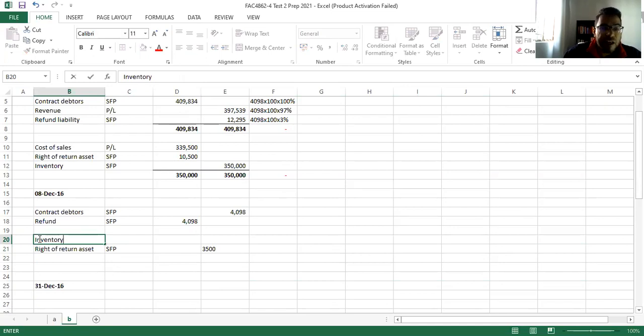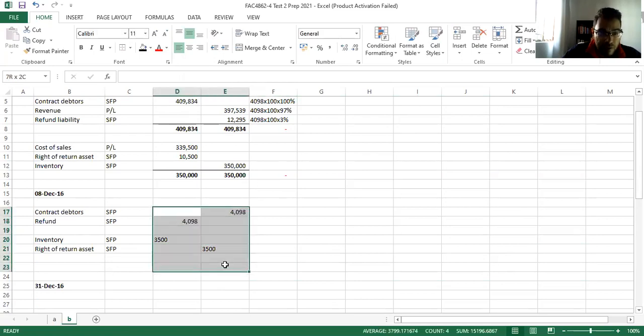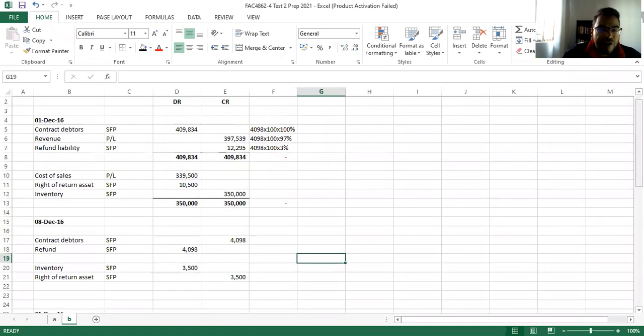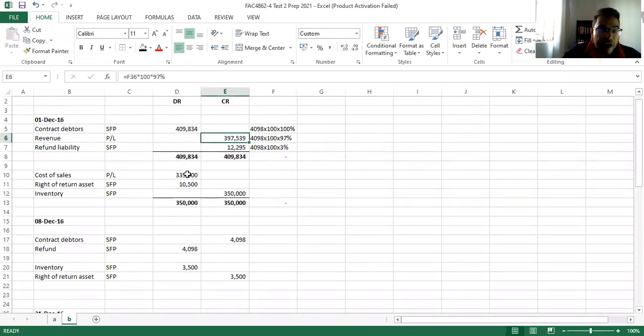We have inventory, SFP, with the same amount. So that is dealing with the right of use asset. As you can see, no impact on profits, because we have recognized it already. Remember, we have reduced profits already by only recognizing 97 items. We have not recognized 100 items, so there's no need to reduce profit.